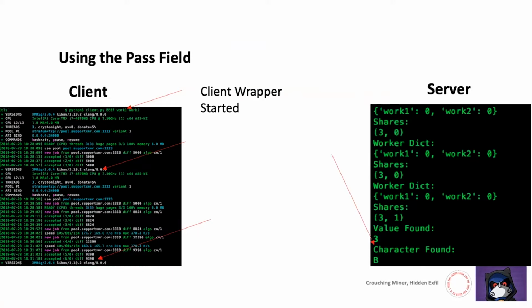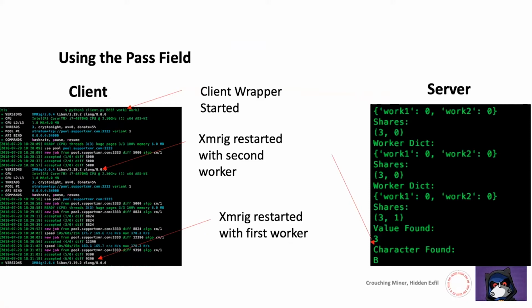So the way that it works, the client wrapper is started. And then once a specific number of shares are accepted by the mining pool that are indicative of a specific byte using the encoding scheme that I used, then it switches to the second worker value. So the miner will restart with the second worker. You can see the text indicative of the miner starting up again with the asterisks and then timestamps again as the shares are accepted by the server.